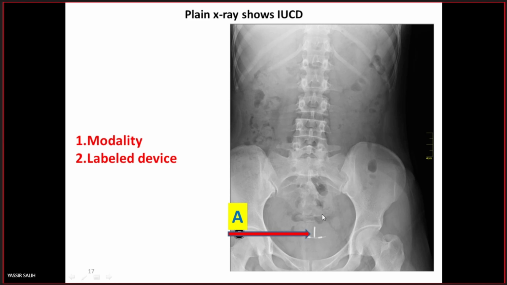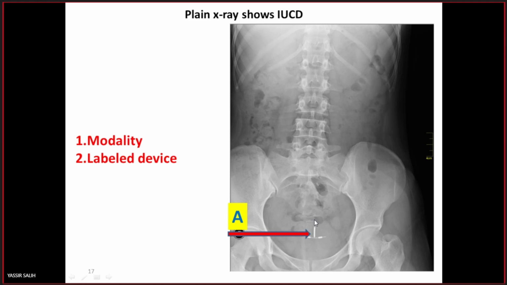But we will add, instead of just saying it, if the imaging modality is plain X-ray, we say abdominal plain X-ray or abdominal radiograph. So the word study, in addition to the technique or the modality, you add the imaging part. So this is a plain abdominal X-ray.